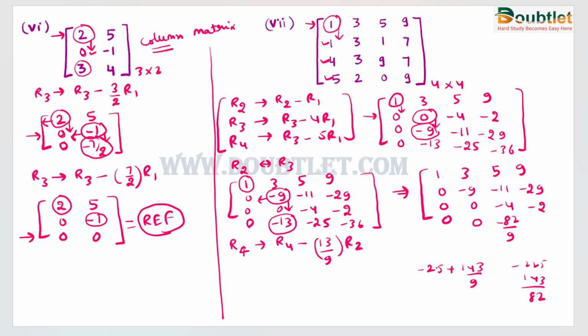Now for the last element, we have to apply this operation again. So this will become minus 36 minus 13 divided by 9 into minus 29. So if we solve this, what we will get? 13 multiplied by 29, this is 377. So we can write this as minus 36 plus 377 divided by 9.